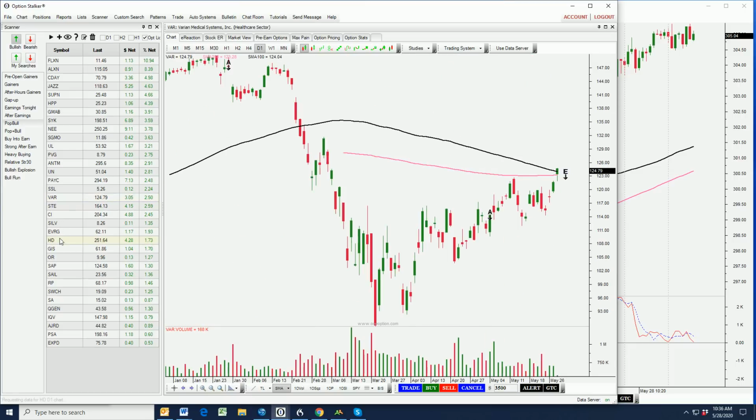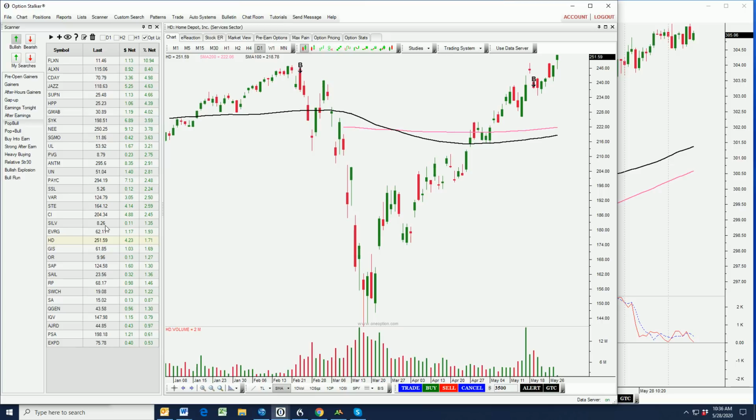Continue to go down. We've got HD. That looks pretty good. We've got a breakout here. The previous high was at 247. Stock is currently at 251. This is a nice breakout.